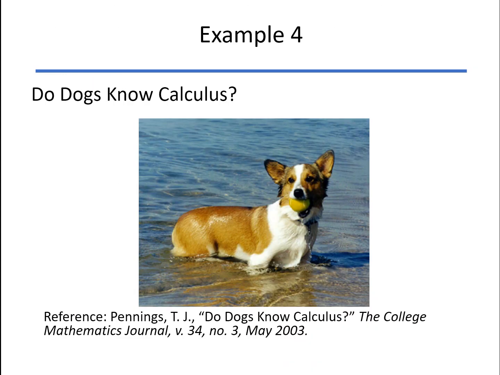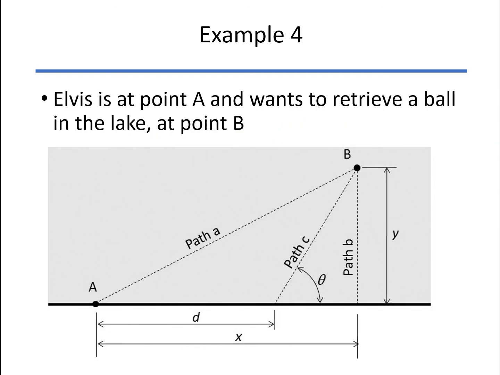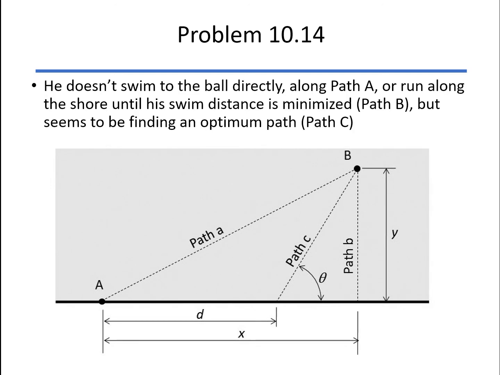And again, I won't go through this next one, but it's kind of interesting from a paper called Do Dogs Know Calculus? And this guy would, on the shore of a lake, throw a ball out into the lake, and the dog would run and get it. But Elvis, the name of the dog, would be at point A, and he wants to get to the ball at point B. And it turned out that he would not just go in a straight line path and swim out to it. He also would not do path B, which is to run along the shore, then go straight out. But he seemed to take this path C, which would be almost an optimum path because he can run a lot faster than he can swim.